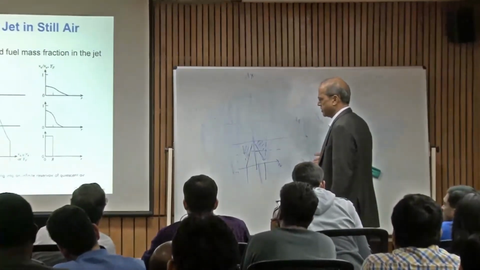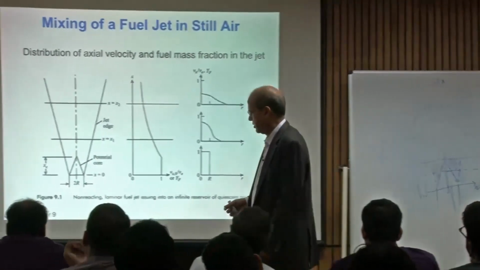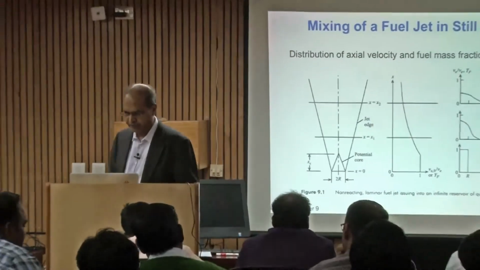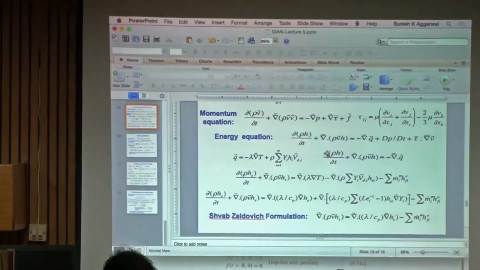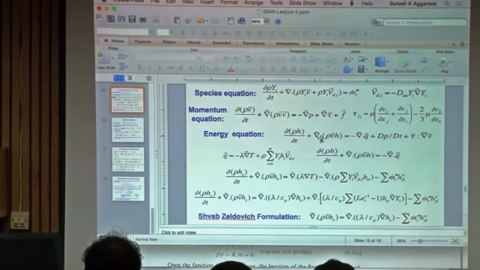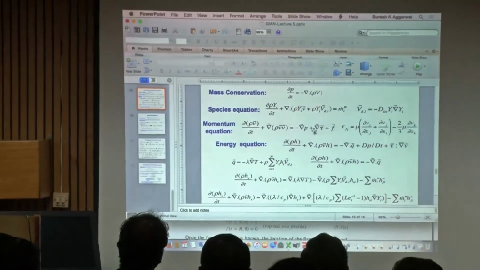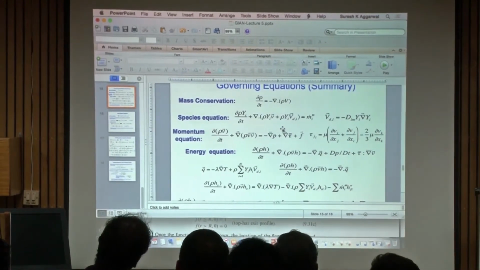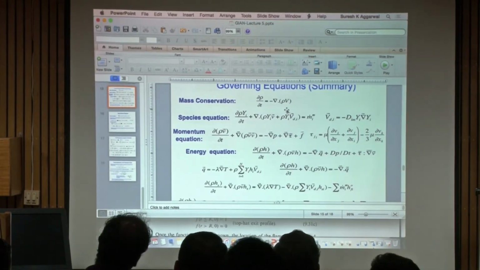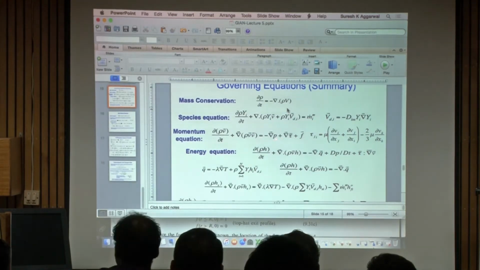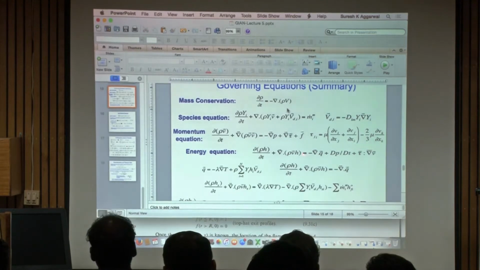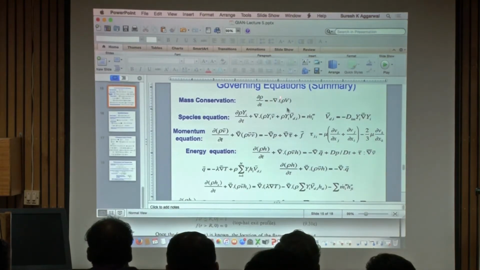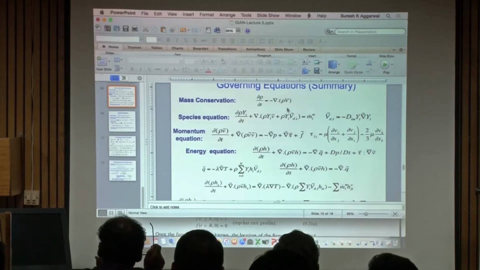So, now we will get the analytical solution, understanding this behavior first. Okay. So, our starting point is these governing equations which we discussed a couple of days back. So, here the mass conservation equation, then species equation, momentum equations. Okay. For non-reacting, we do not need the energy equation. Okay. And now we write these equations in the cylindrical coordinates in terms of x and r.